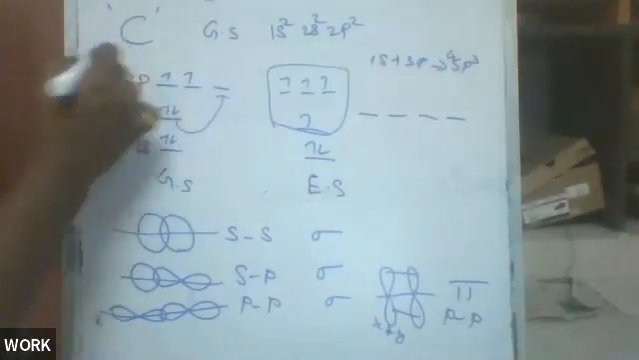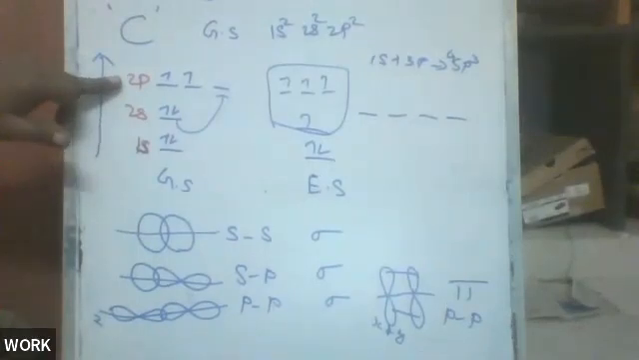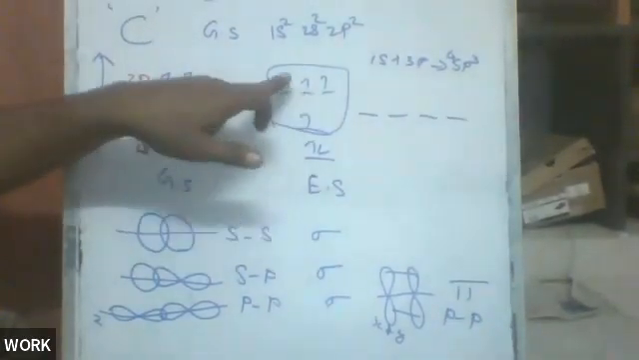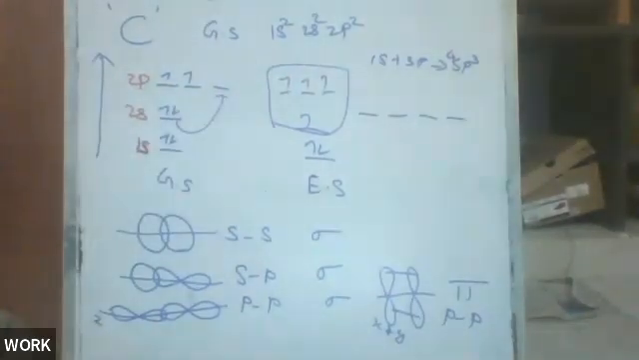So if you are thinking this will be the energy: 1s energy, 2s energy, 2p energy. When it undergoes excitation, the 2s-2p distance will be very small.